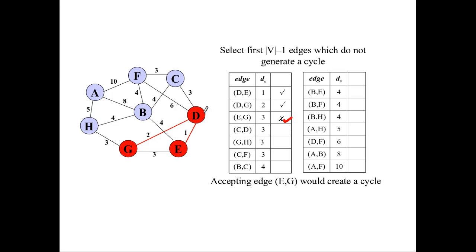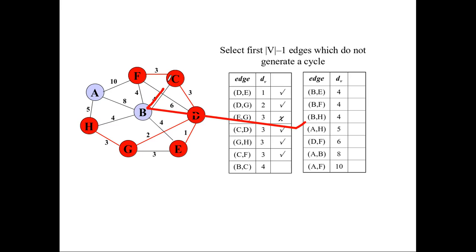Next you have C to D. So C to D will be formed for us. Next you have G to H. G to H will be formed because it doesn't form a cycle here. Next you have C to F. C to F will also be formed, there is no problem. Next you have B to C. B to C will also be formed here, no problem for us.